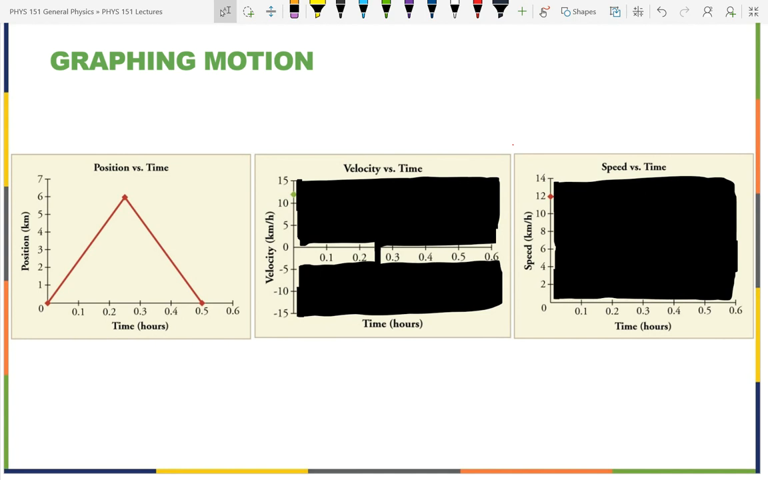Accelerates. Okay, we have accelerates. What does acceleration mean? A rate of change in velocity. So she said it accelerates. Does it accelerate forward or backward?